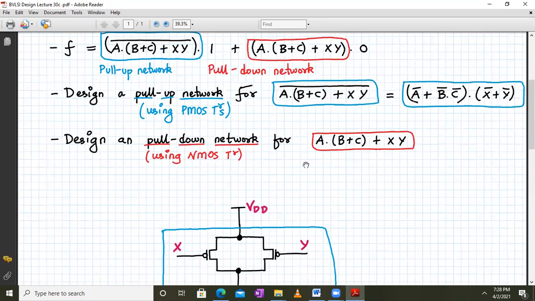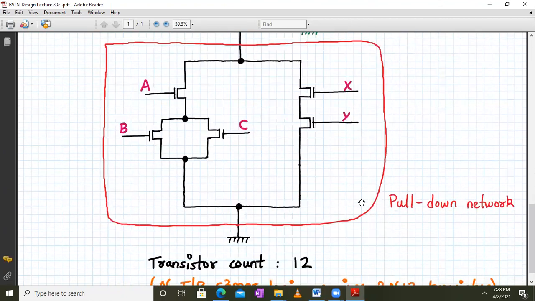For my pull-down network design, I just have A dot B plus C plus XY. So this is A dot B plus C plus XY. We have an NMOS transistor connected in series with two NMOS transistors connected in parallel, and this arrangement is connected in parallel with another two NMOS transistors with the inputs X and Y. So this is my pull down network.